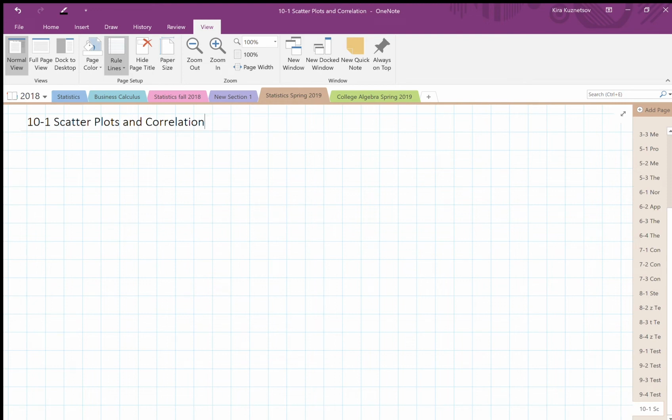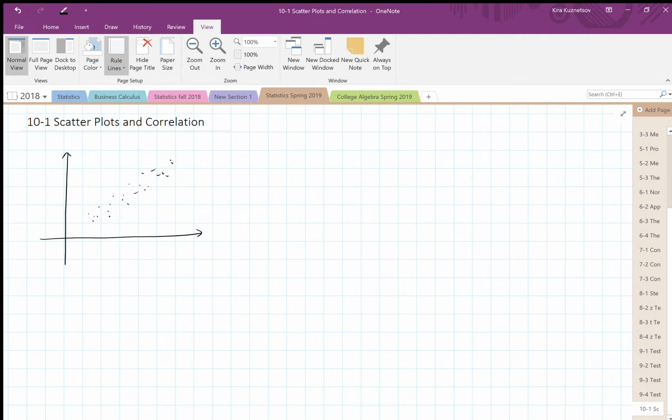This is the first lecture on 10-1, scatter plots and correlation. So we're going to start with the scatter plots, and we're going to take a look at something that is in your book. So if you have a bunch of points that look like they have a positive correlation, not a positive correlation, positive relationship.